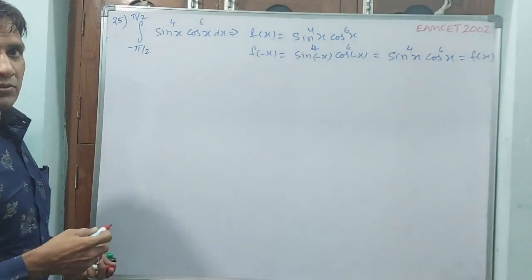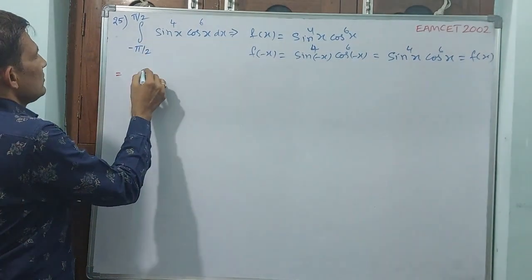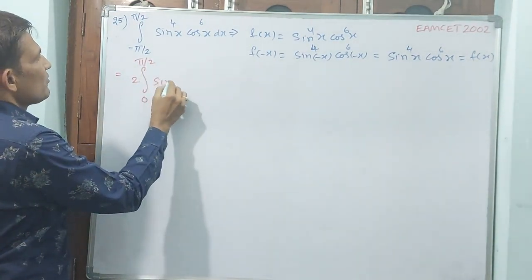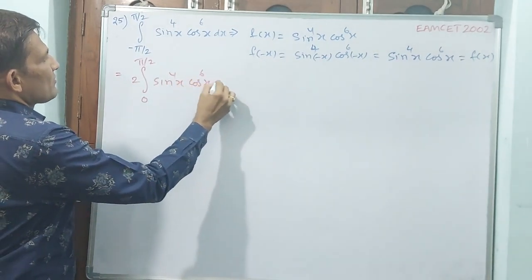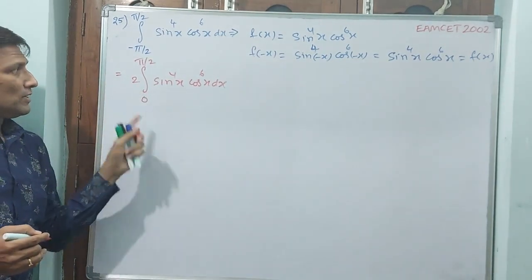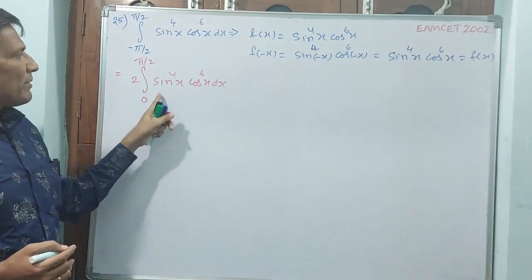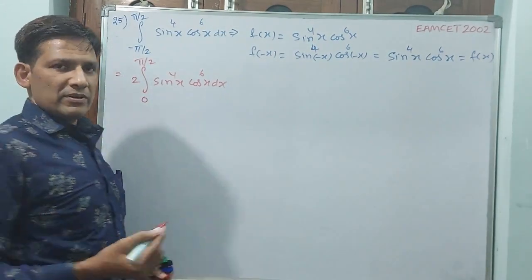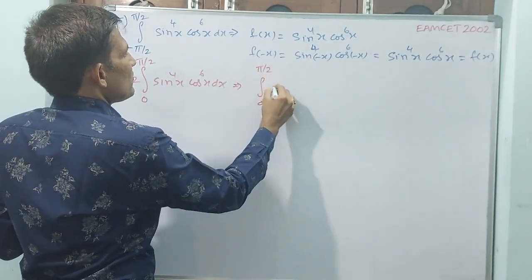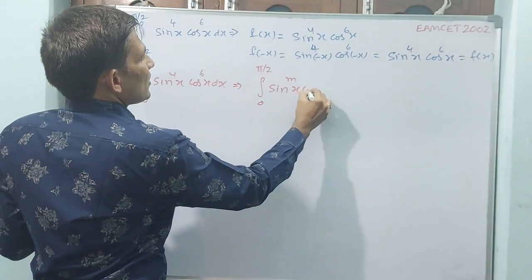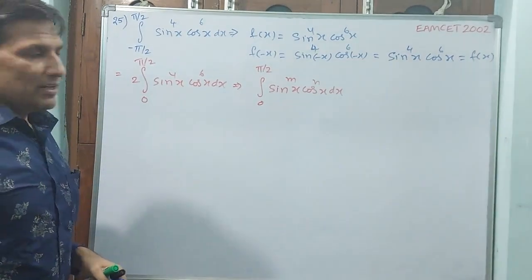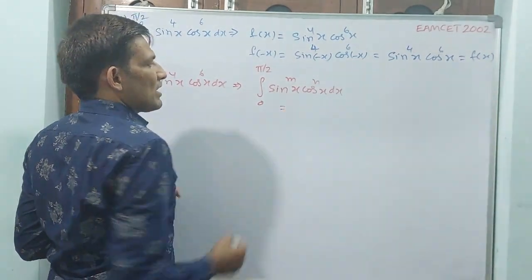Now what we have to do? See what I am writing. Equal to 0 to pi by 2, 2 times of this one, sine to the power of 4x cos to the power of 6x dx. Understand? 2 times 0 to pi by 2. Now forget about 2. 0 to pi by 2 sine power mx cos power nx, what we are going to do? The formula: integral 0 to pi by 2 sine to the power of mx cos to the power of nx dx. And also 4 and 6 both are even. Even means what will be the formula?